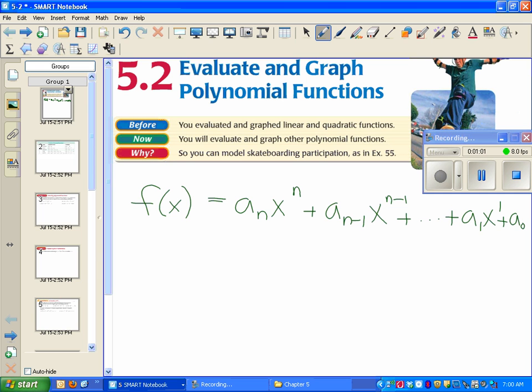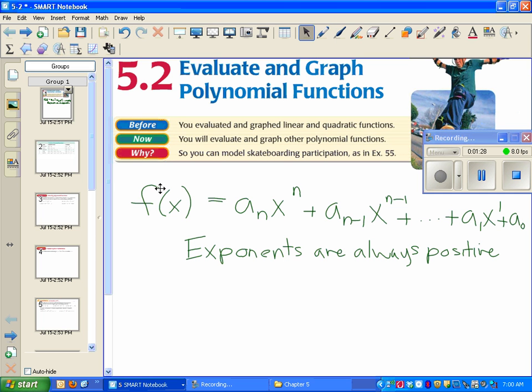Without a variable. Okay, the exponents of a polynomial function are always positive and whole numbers. You can just think of it as positive numbers. Always positive whole numbers. So they're not integers, they're not going to be negative, they're just going to be positive.